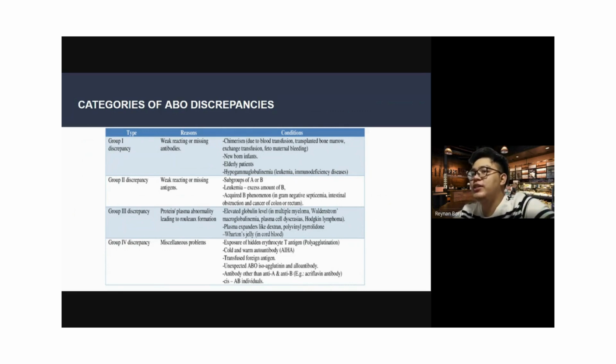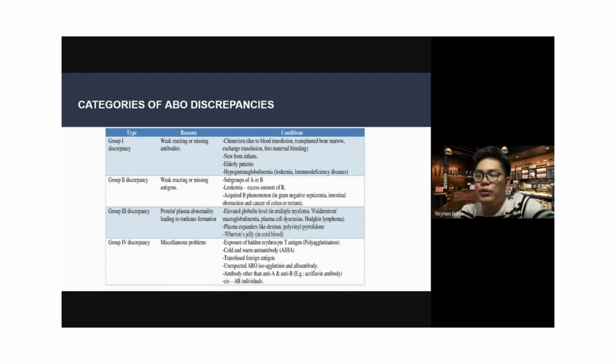This is your primary reason due to the BP blood transfusion, transplant of bone marrow, exchange transfusion, dito maternal newborn infants, elderly patients, hypogammaglobulinemia, leukemia, immunodeficiency disease. So, meron siyang missing antibodies, because of high titer of proteins. And sa elderly naman, low na yung protein. So, wala nang reaction. Ay, low na yung antibodies, so wala na siyang reaction. Sa newborn naman, nagde-develop pa lang.